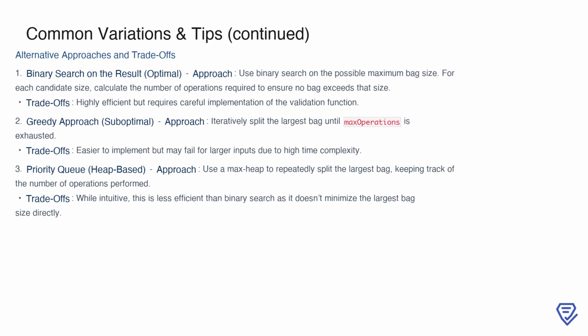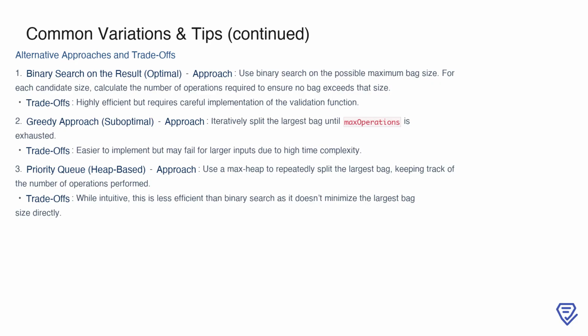There are several approaches to solving this problem, each with its own trade-offs. The most optimal approach is binary search on the result. Here, you test candidate maximum bag sizes and calculate the number of operations required to ensure that no bag exceeds that size. While highly efficient, this method requires careful implementation of the validation function.